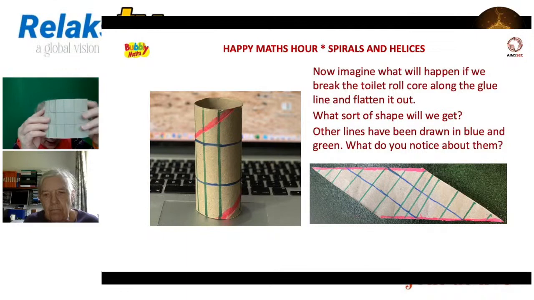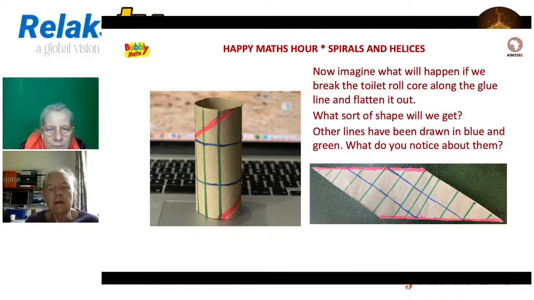And Tony's one is far more interesting. So here what you've got is a toilet roll core flattened out, and the pink lines were the lines along which it was originally glued when it served its original purpose. And the other lines, instead of being vertical and horizontal, they're now diagonal.